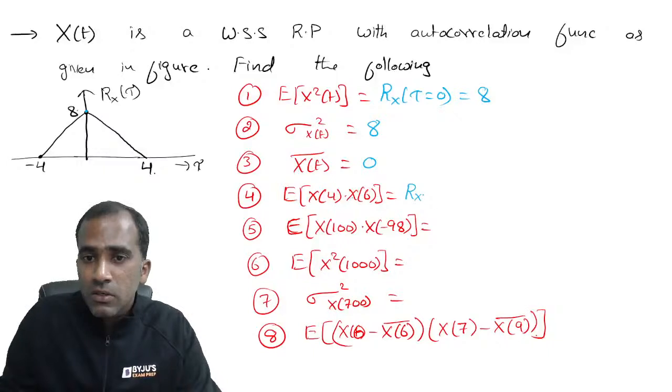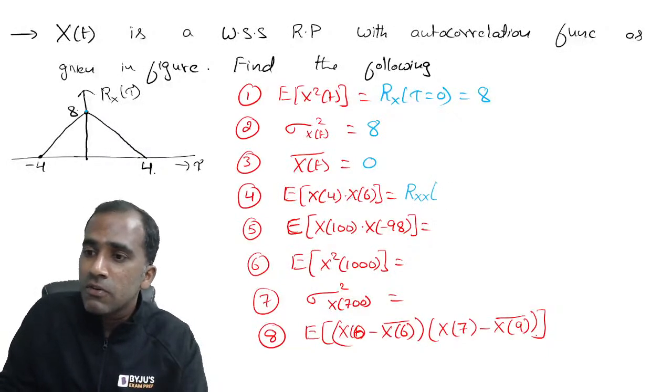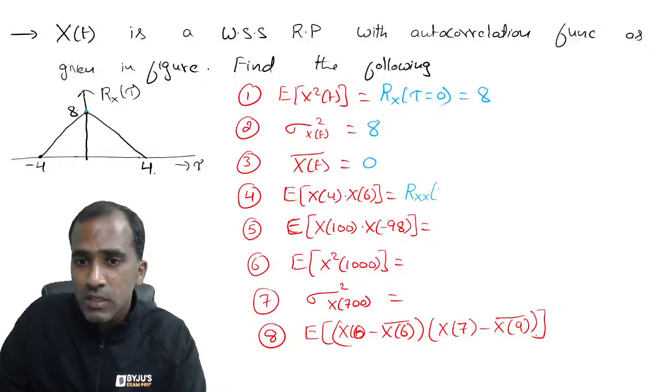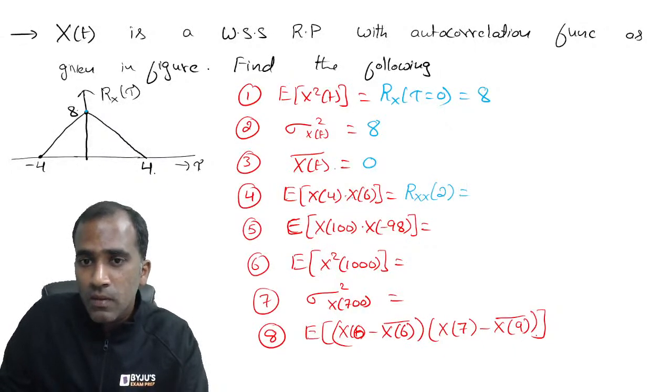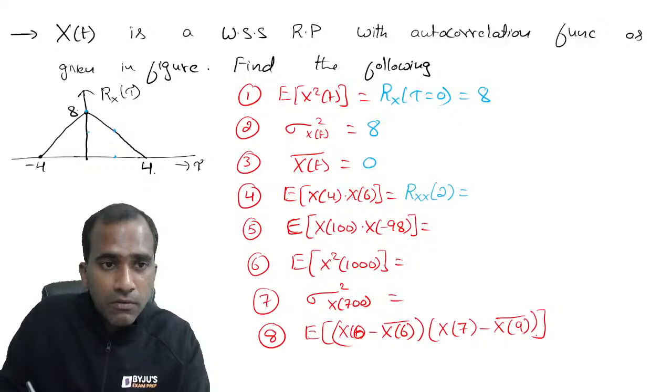So the autocorrelation function will have the correlation between any two random variables of the same random process. It is rxx of tau, the time difference. What is the time difference here? 6 minus 4 is 2. The autocorrelation function is clearly given. You can find the value at 2 seconds. What will the value at 2 seconds be? 4 units.